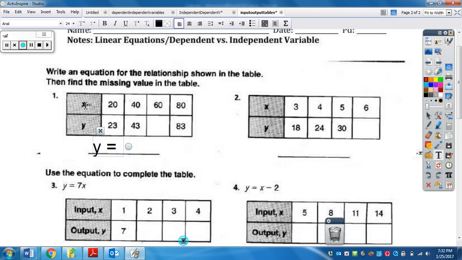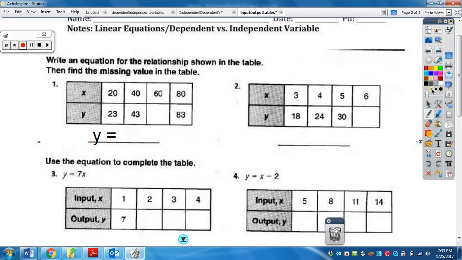What's happening between x and y to make it increase from 20 to 23? What about from 40 to 43? And then the last one that's actually filled in is 80 to 83. So the pattern that I noticed is that we were adding 3 to the x each time. So we've got to make sure that that works for every single one of these. So if I add 3 to the x, that should give me my y value. And if that's true for each one of these, then I've found my pattern.